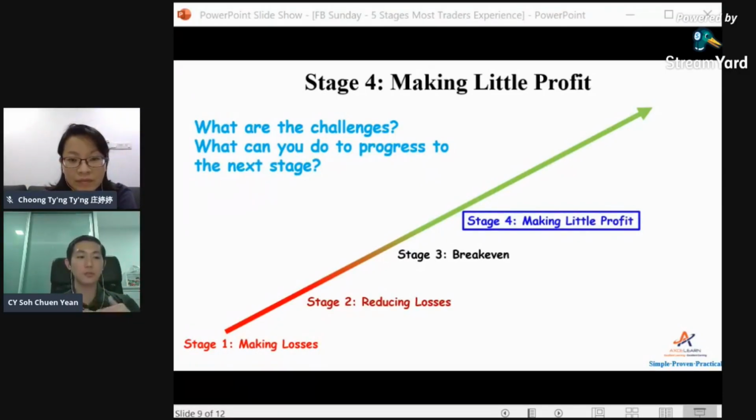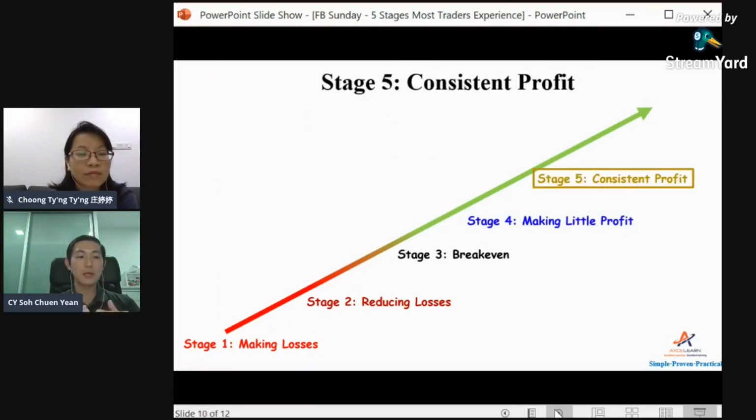So in stage 4, you would also need to personalize your trading strategies and systems to fit your personality. And here you can build a more structured and systematic trading plan so that you can move up to stage 5, which is having a more consistent profit.